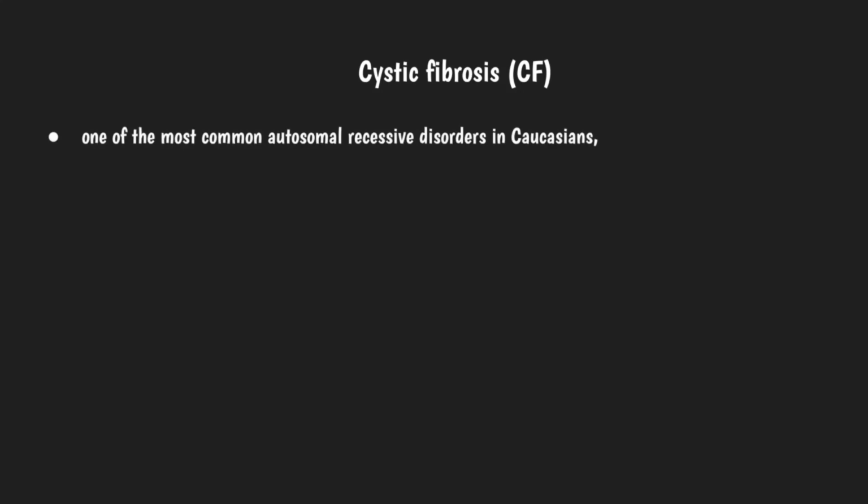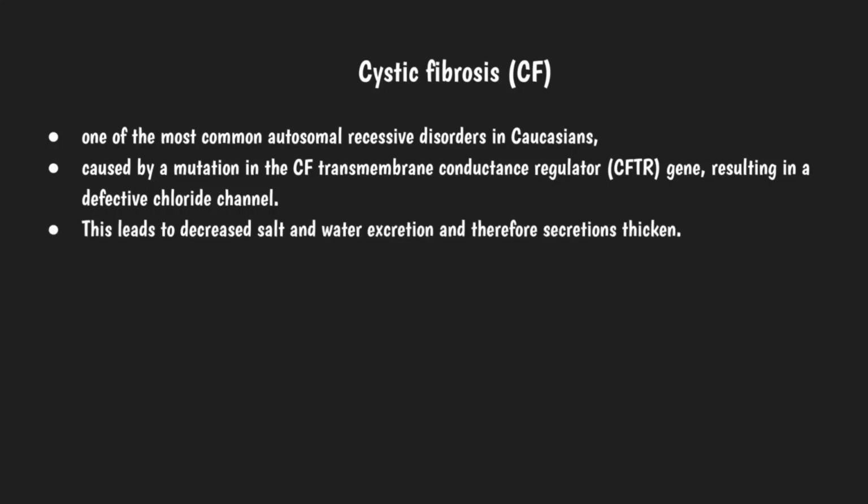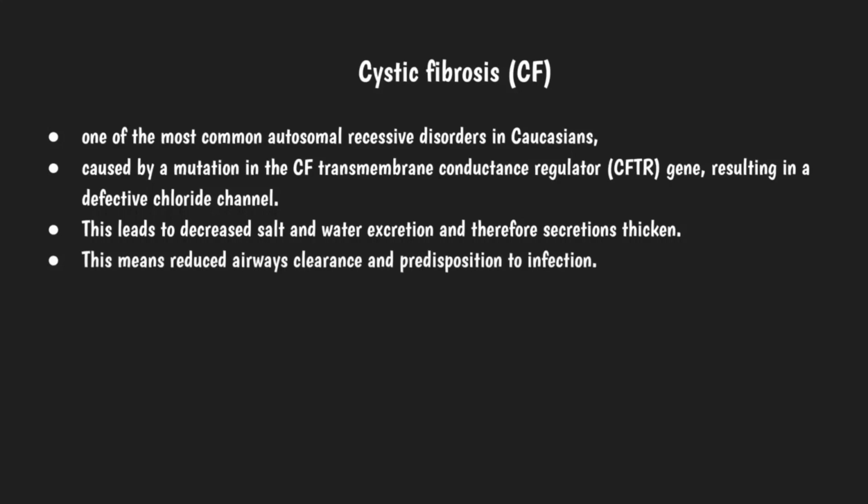Next is cystic fibrosis. One of the most common autosomal recessive disorders in Caucasians is cystic fibrosis. How is it caused? It's caused by mutation of the CFTR, the cystic fibrosis transmembrane conductance regulator gene. So there is a mutation in the gene which results in a defective chloride channel. Because this chloride channel is defective, this leads to reduced salt and water excretion and therefore secretions get thickened, which means that there is reduced airway clearance and predisposition to infection.